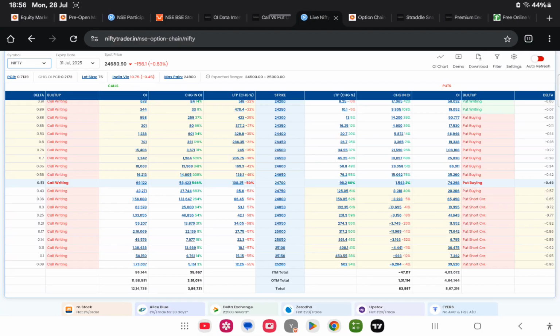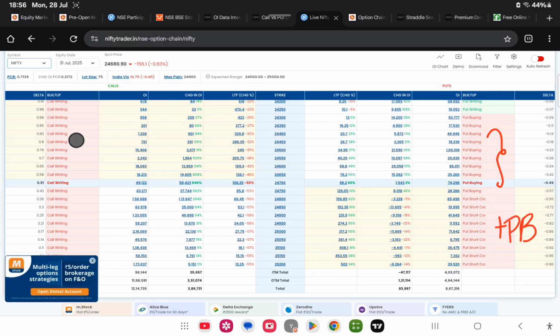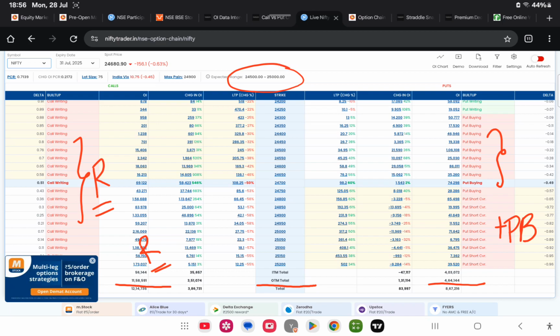So this is Nifty. As you could see, put buying and some profit booking was happening here, and then here clearly resistance was very strong. Okay, so when you check OTM, it's 11 and 4, so clearly resistance is very strong. This is the range, our max pain. So currently markets are trading below max pain, the lot size, and this is today's move.